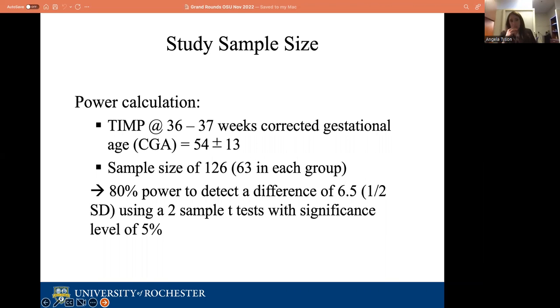A power less than 80% really starts getting iffy. That's when your data is meh. So 80 and above is an excellent powered study.